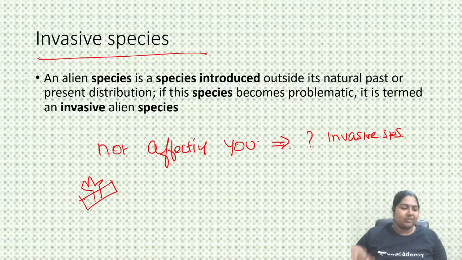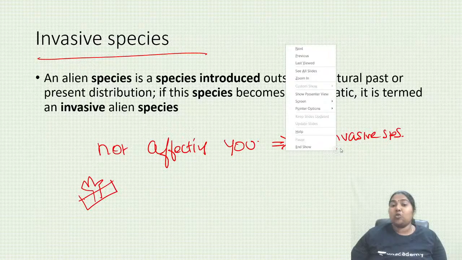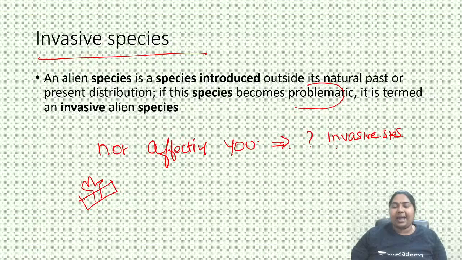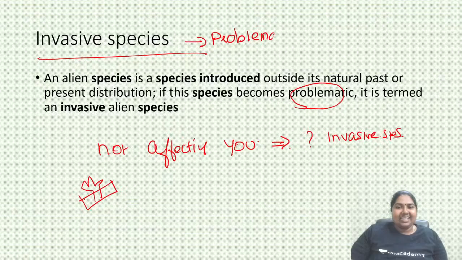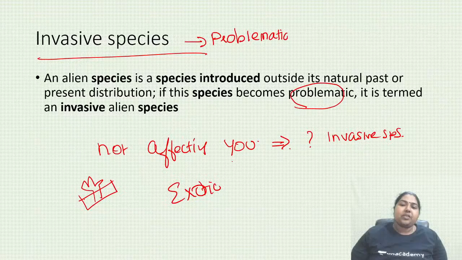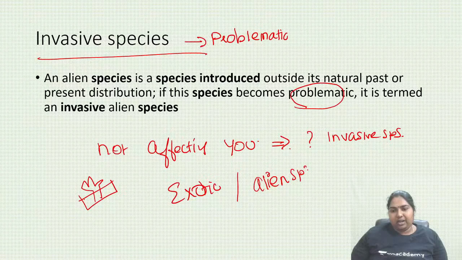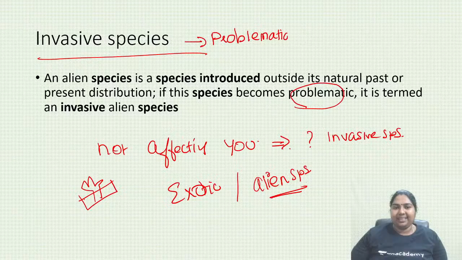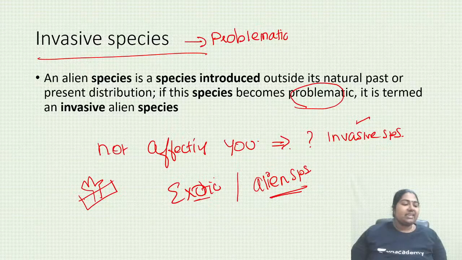Just because it has come from elsewhere, you would never call it invasive. It is not an invasive species. Who is invasive? Only if it is problematic do you call it invasive. If it is coming from outside, you call it exotic, or an alien species. That's all. If this alien species creates a problem, only then do you call it an invasive species. Got the difference? Invasive species is different and exotic species is different. Exotic means it comes from outside. It's a foreign species only. It doesn't mean that all foreign species will be harmful.